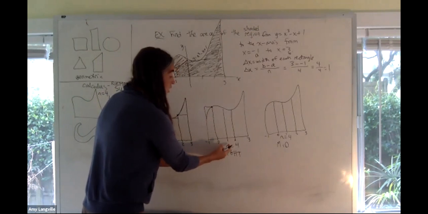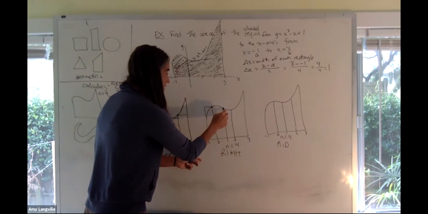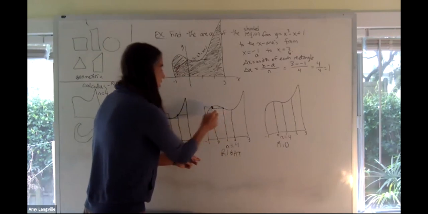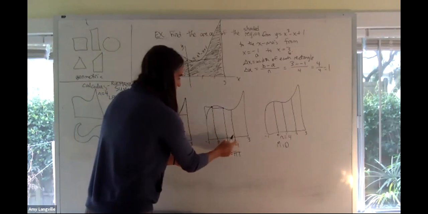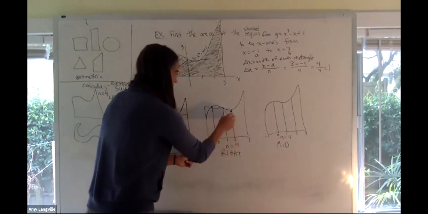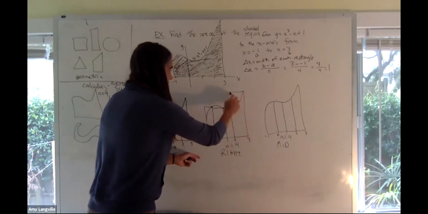From 0 to 1, 1 is the right side of that interval. I go up to the function there. That will become the height of the second rectangle. One more time. 2 is on the right side. Go up to the function there. That becomes the height of the third. And last for the fourth.